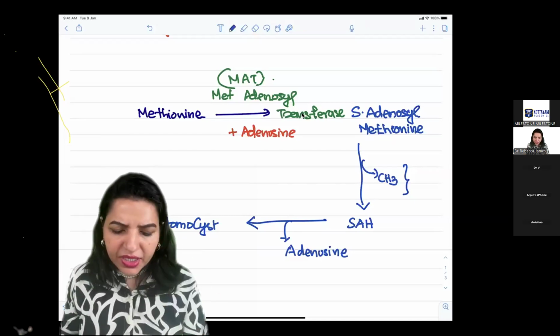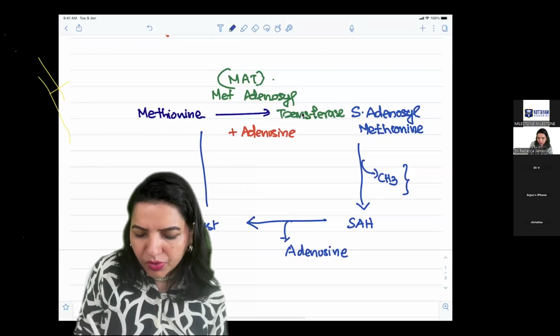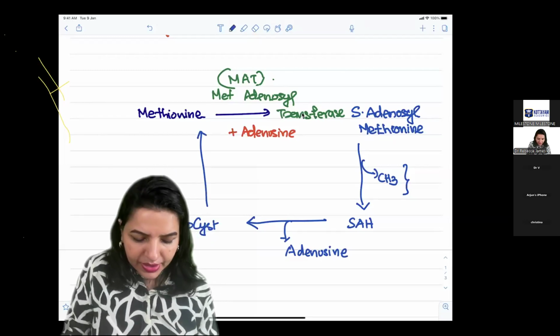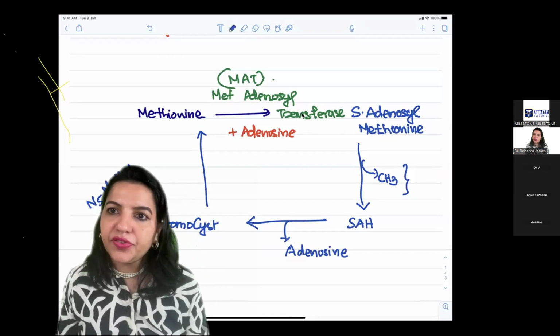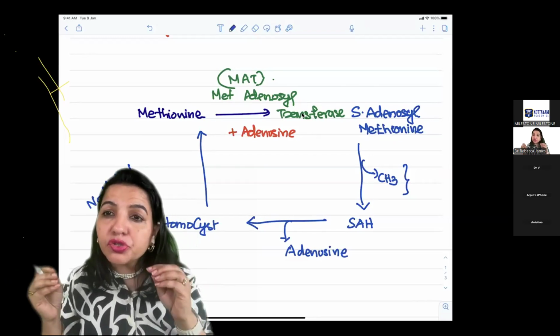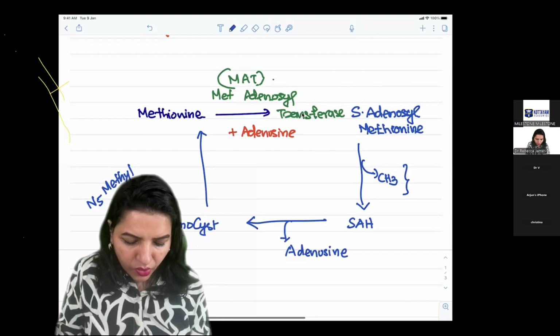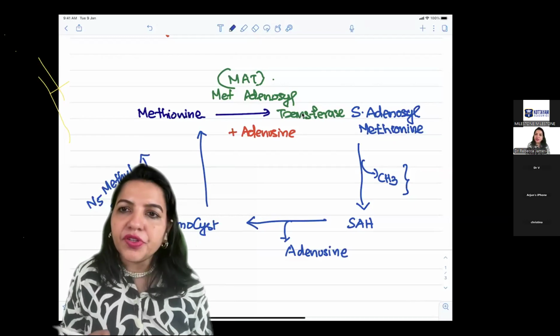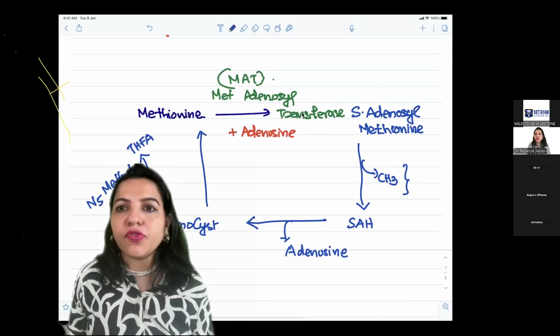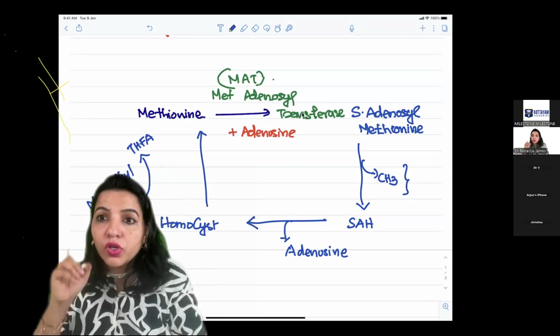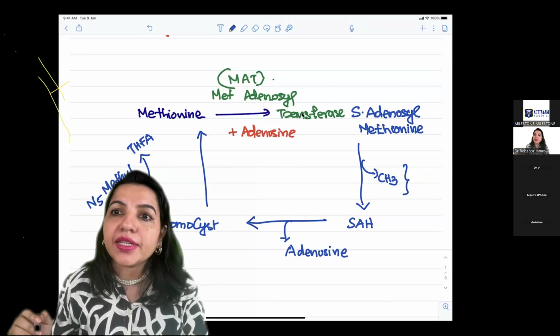But there was one generous donor for this homocysteine, and that is N5 methyl THFA. N5 methyl THFA is a generous donor. It is ready to donate that methyl group. So this N5 methyl THFA donates that methyl group, and what is formed? THFA is formed.